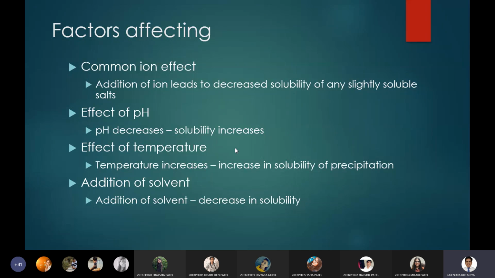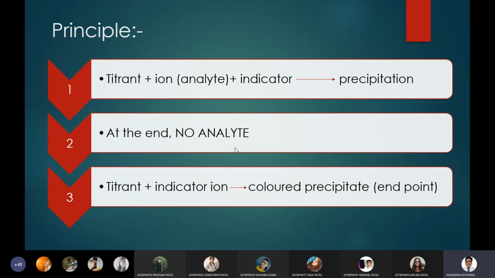Now, in simple terms, if we describe the principle of precipitation titration, then it can be like this: a titrant that is to be filled in your burette. What could be the titrant in the case of precipitation titration? Silver nitrate, mercuric nitrate. Yes, any one of them can be. Is that right? So they can be called precipitating agents as well.